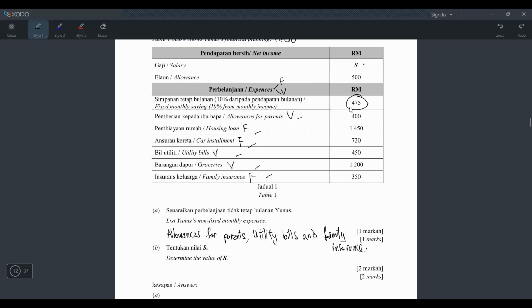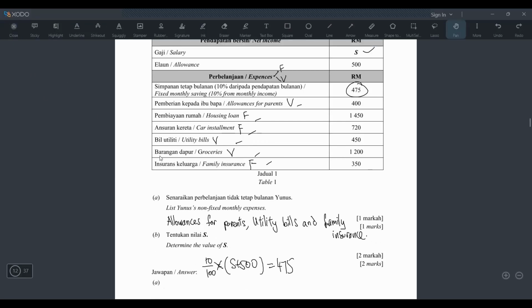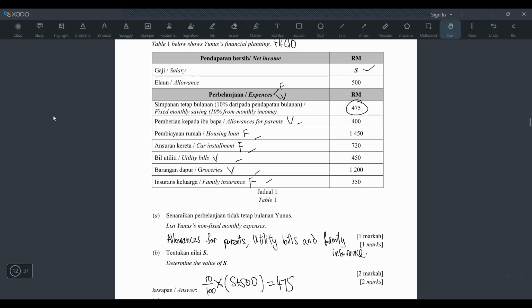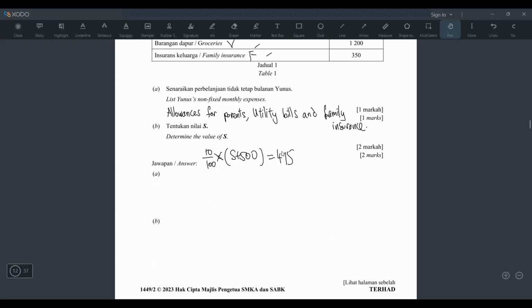So if you want to find S, actually we can use the 475 to do. So how to do is, what is the total income here? S plus 500, that's the total income. Okay, the allowance is also income. And what you do is you times with 10%. Even though I don't know my S, but I know it will equal 475, right? Understand? It means you take 10% from your total income, you will get 475.